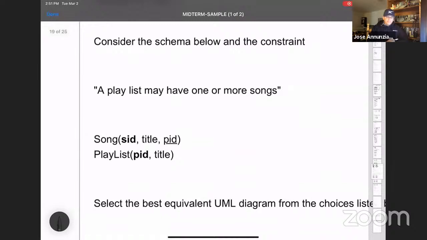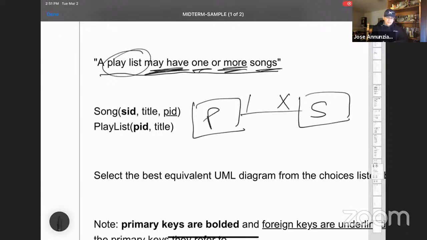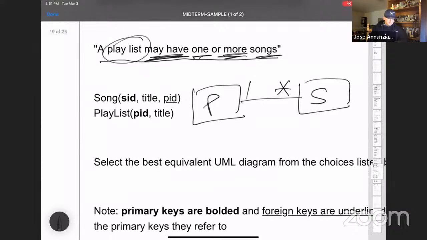Consider the schema below and the constraint: a playlist may have one or more songs. This one's also a little bit tricky, that's why we're taking a look at this. It says a playlist may have one or more songs. This is the same diagram that we had earlier. We have a playlist and a song, and you have one to many. One playlist can have many songs.